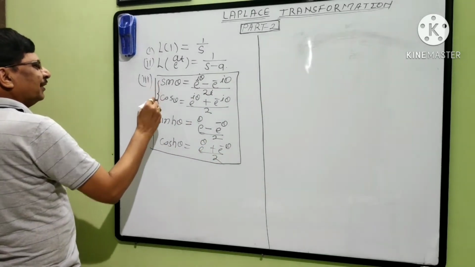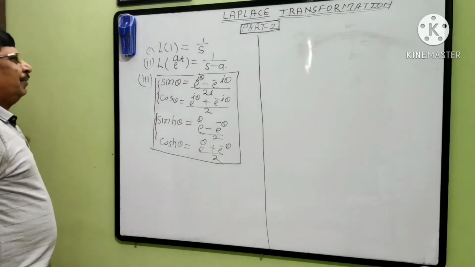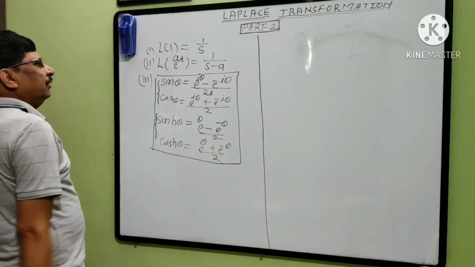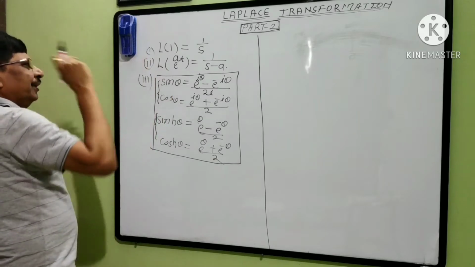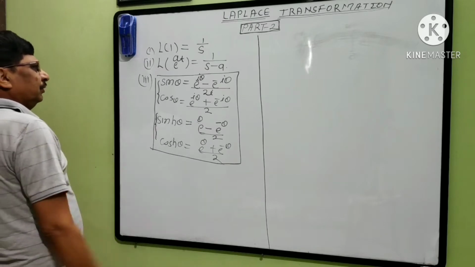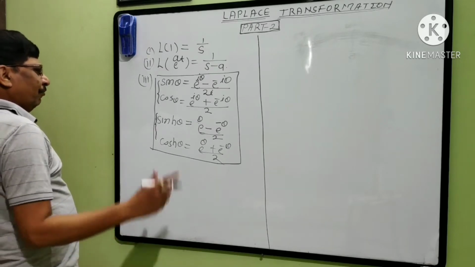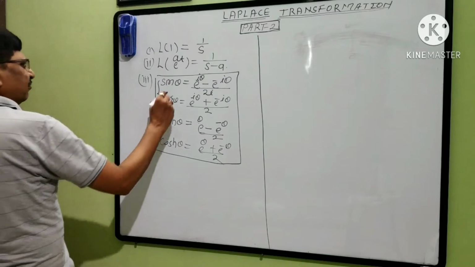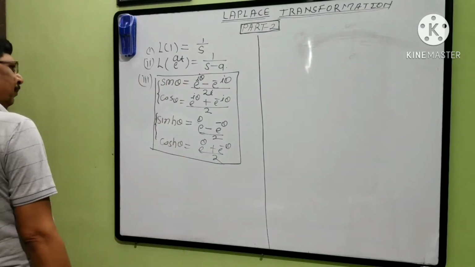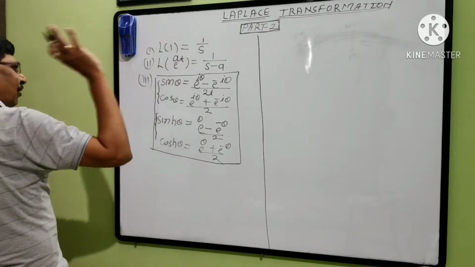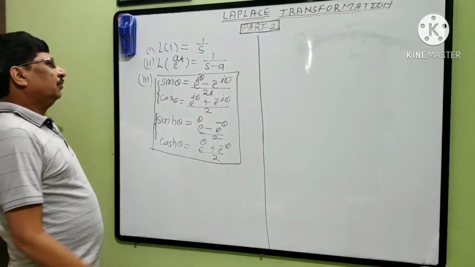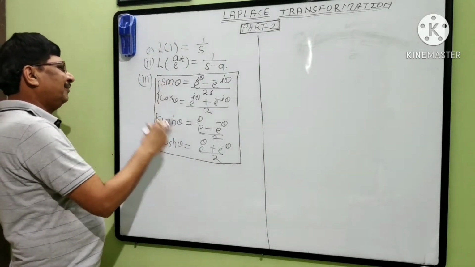These are the circular functions, these are the hyperbolic functions, and we have derived the Laplace transformation of 1 and of e raised to at. Now we are going to find the Laplace transformation of the sin, cos, sin hyperbolic and cos hyperbolic functions with the help of these formulae. Any doubt? No.